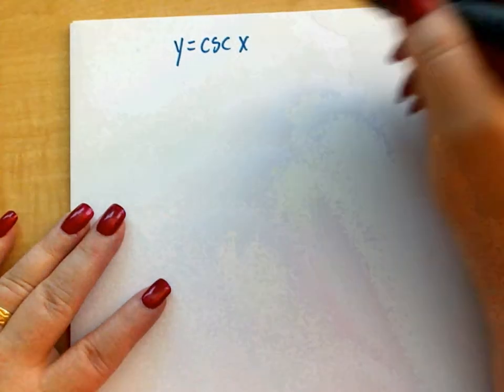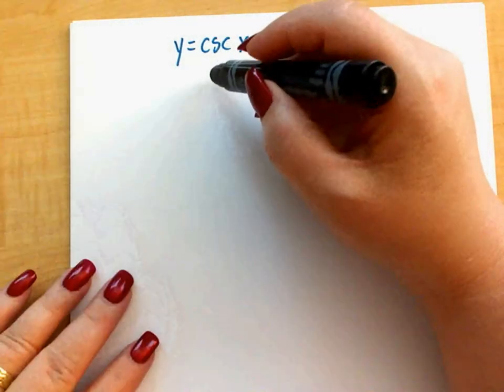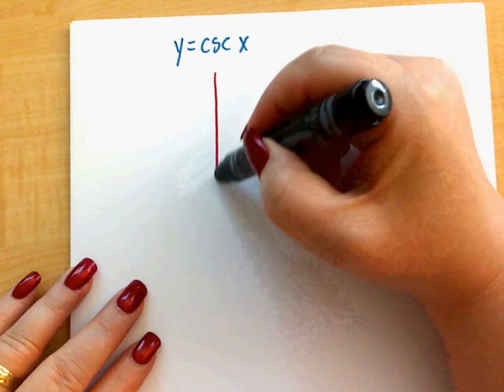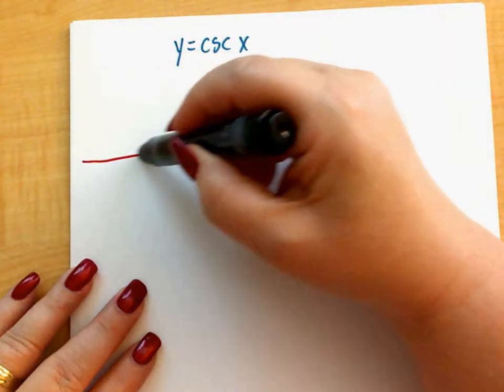Okay, we can see a little more clearly now. Okay, y is equal to cosecant of x. To graph this, we will draw our x and y axis.